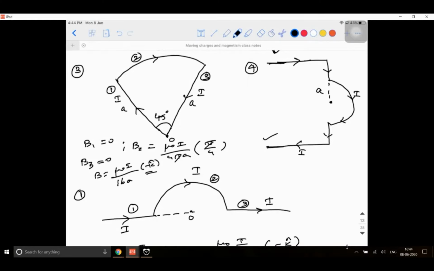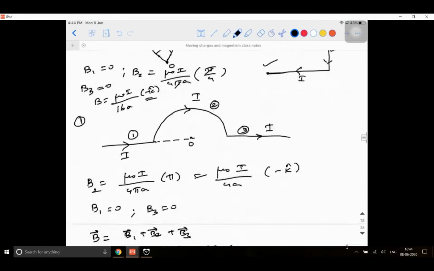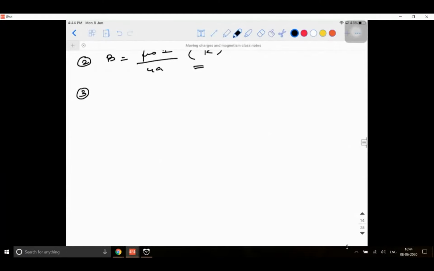Right. So the fourth one is slightly a tricky one. Let's do it. I'll draw the diagram again. So what was the answer here? Mu naught I divided by 16a in the direction of minus k. So for the fourth one, let's see. The conductor is like this.